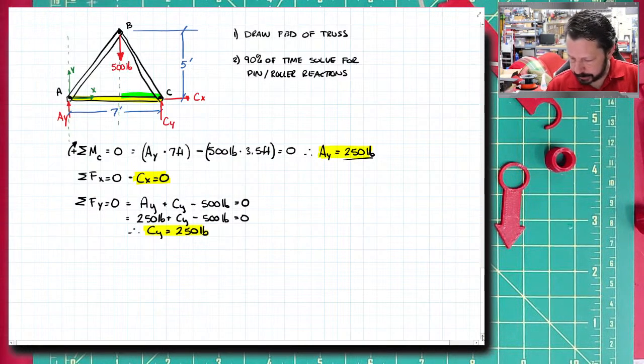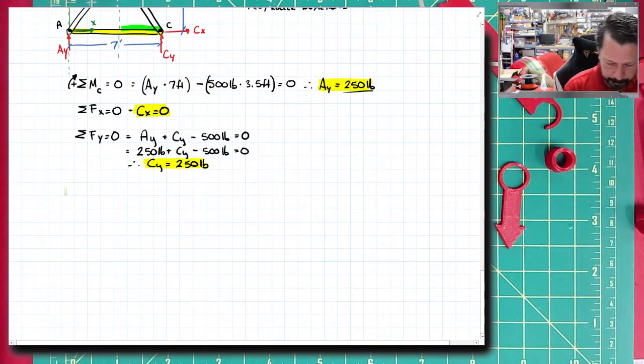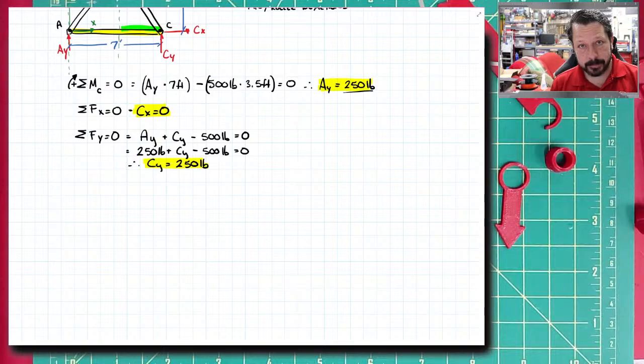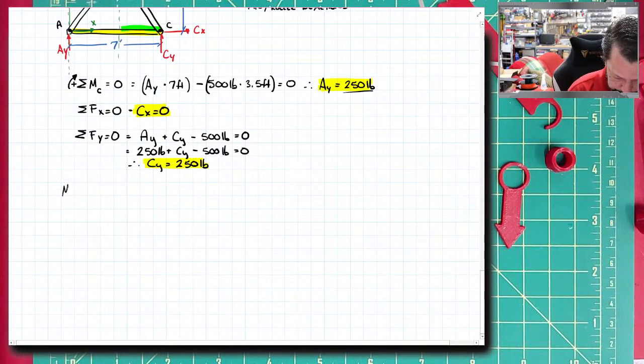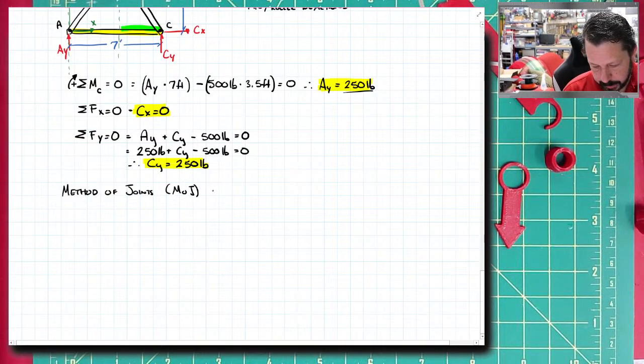So that's where this next step comes in. And this is called the method of joints for trusses. And a lot of times it'll just be MOJ. And then it's for trusses.